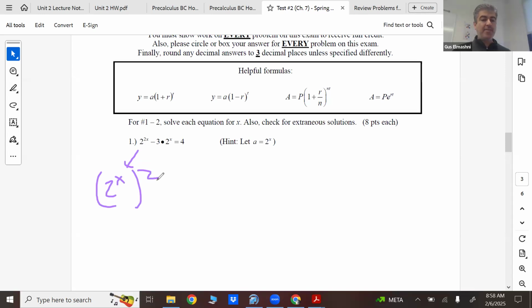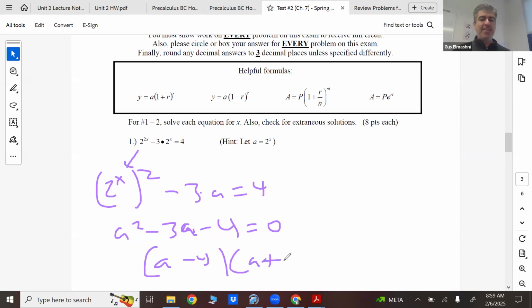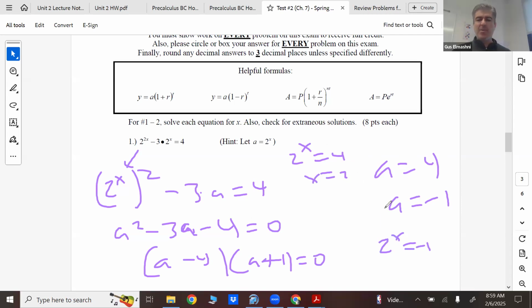You would agree with that, right, guys? If I deconstruct that power, and that's just a. But what's 2 to the x? What am I letting equal 2 to the x? Okay, so wouldn't that be a squared? And what is this one I'm solving now? Quadratic equation. What does a equal? And guess what? 2 to the x equals 4. What does x equal? That's the answer. Can 2 to the x equal -1? No. So that's extraneous. You don't worry about it.